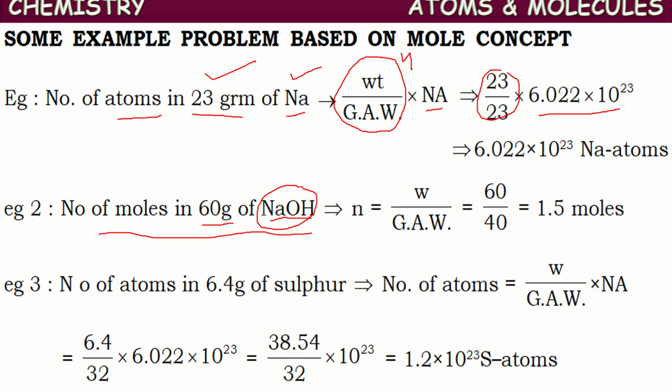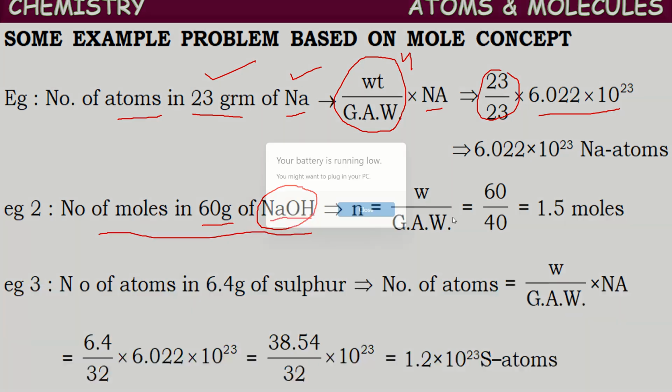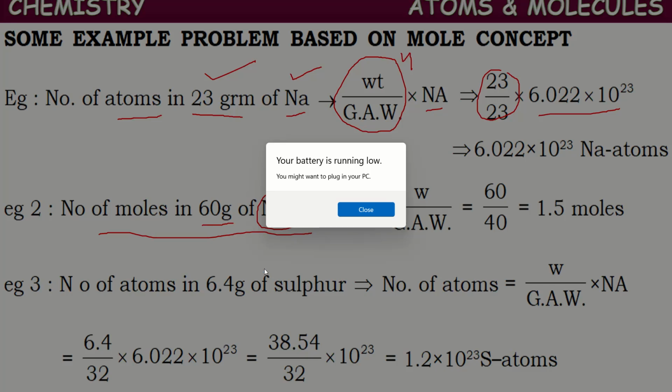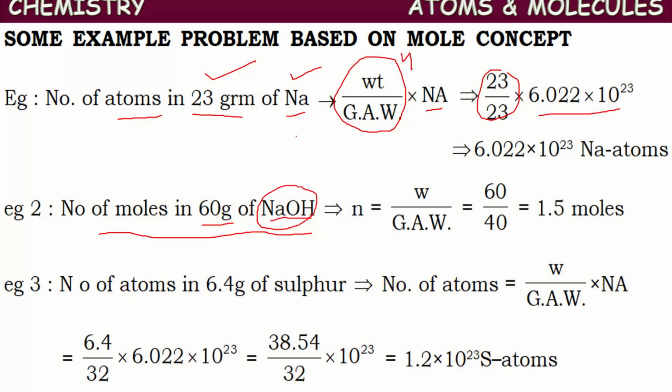Sodium hydroxide is a molecule. Here the sample weight is 60 grams. With the help of the NaOH formula, we need to find out the gram molecular weight. The number of moles formula we know. N is equal to what? W by gram molecular weight. So 60 by 40 is 1.5 moles. So what is the meaning of that?